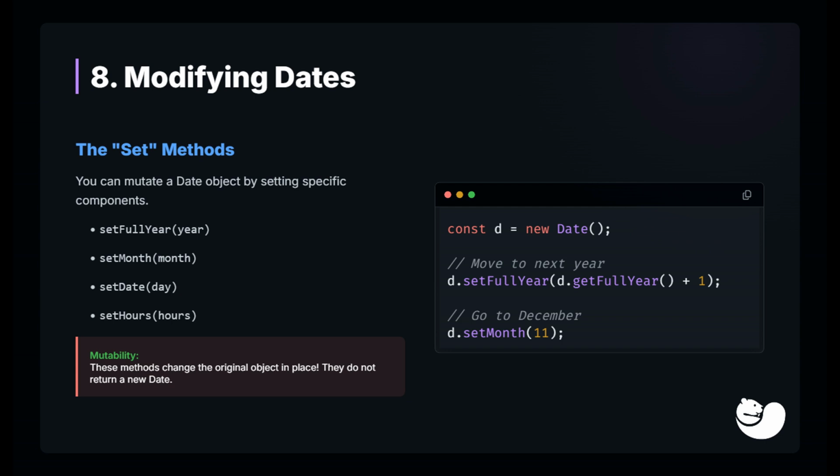However, this mutability is a double-edged sword. These methods modify the object in place. They do not return a new copy. If you pass a date object to a function that modifies it, that change is reflected everywhere else in your app that references that object. To avoid side effects, it is a best practice to clone the date first before applying these mutations.